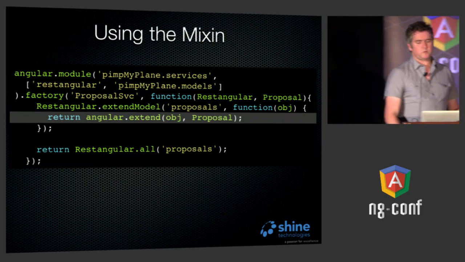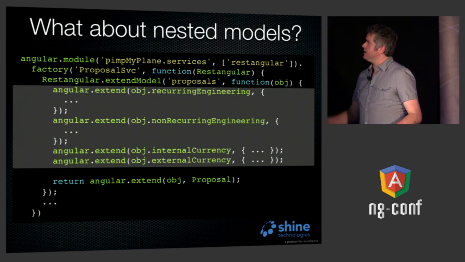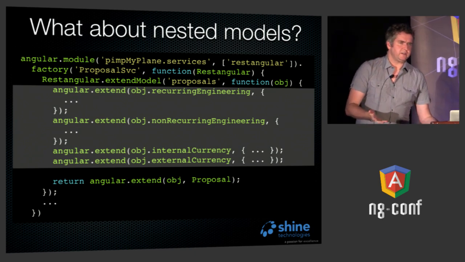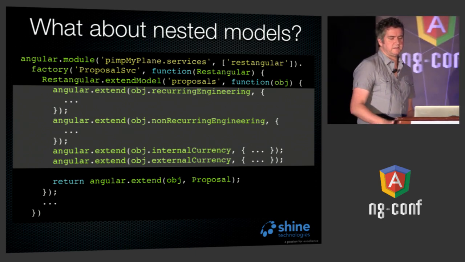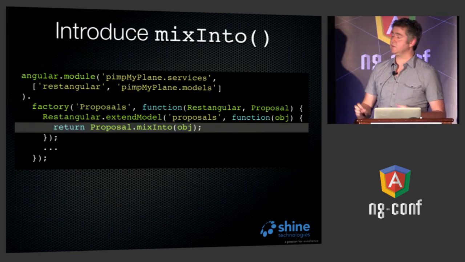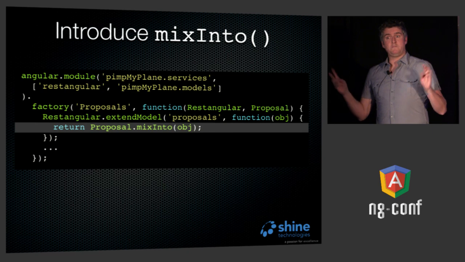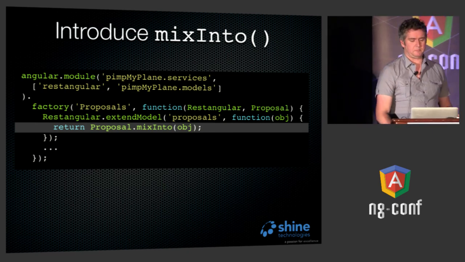So then the next question is, what about nested models? Because it's all good to do these at one level, but this is quite a complex set of calculations. And if we were to do it back in our proposal service, we'd have to decorate the recurring engineering stuff and then the non-recurring stuff and all the currencies and so on. So what I found is a useful pattern is to let the mix-in do it itself. We put a method on the mix-in, we'll call it mixInto, and it can therefore mix itself into an object. And if you adopt that sort of pattern, you can apply it recursively.